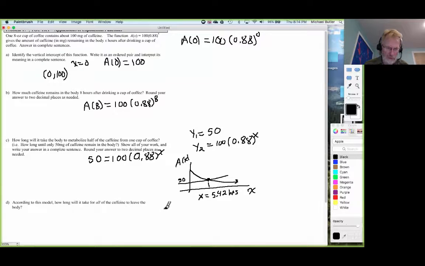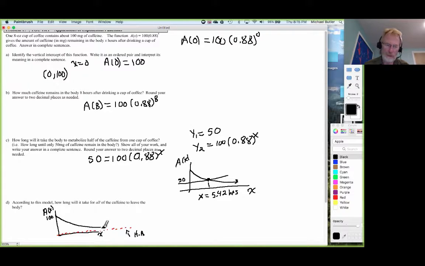All right, so according to this model, how long will it take for all of the caffeine to leave the body? And there's really no work here. This is a thought experiment, or a thought problem. Because if we go back and look at just A of x for a moment, and don't look for any intersections, here's A, here's x. It starts up here at 100, and then it comes down like this. But what we also know is that the x-axis is playing a starring role. It's a horizontal asymptote, isn't it? So we'll abbreviate that as an HA, okay?